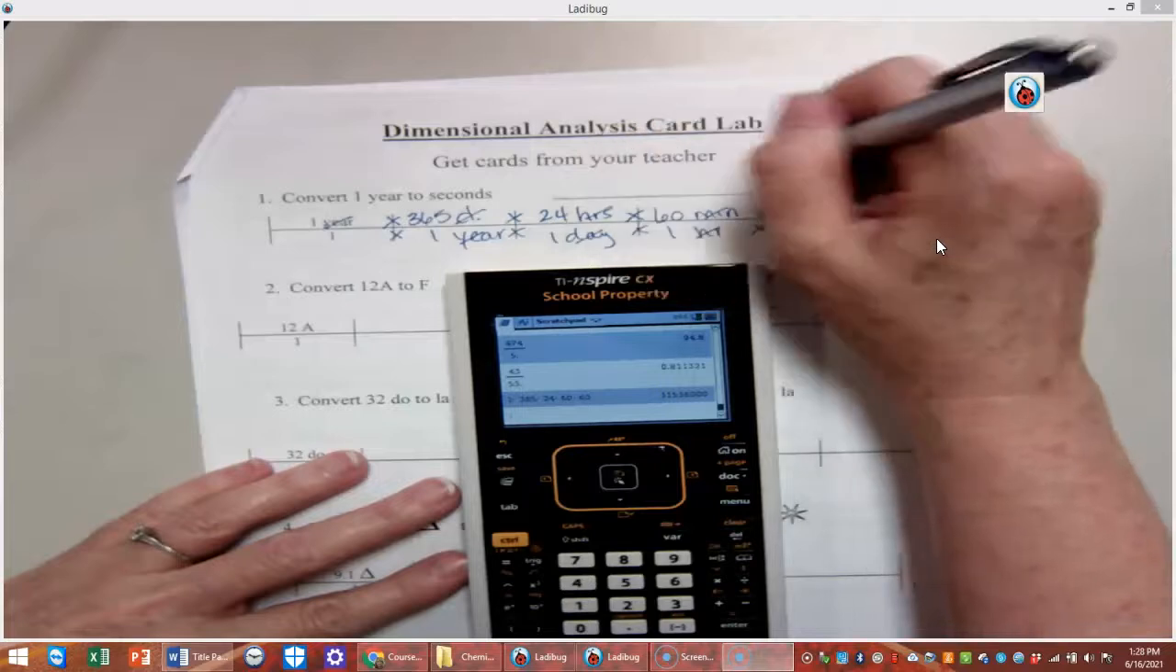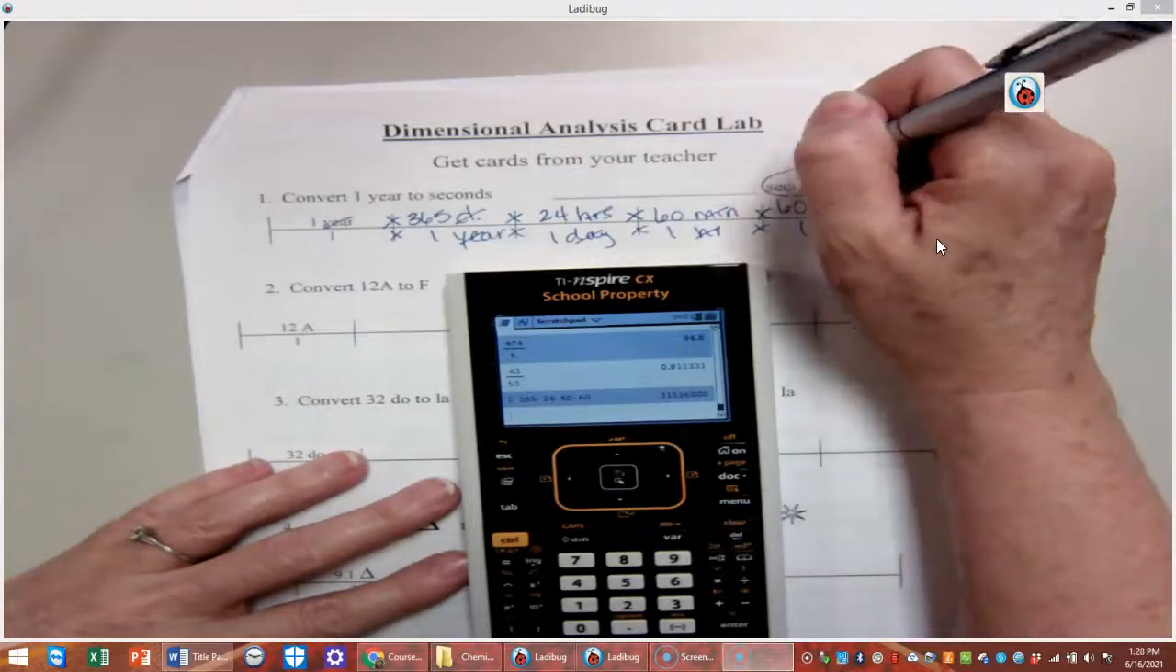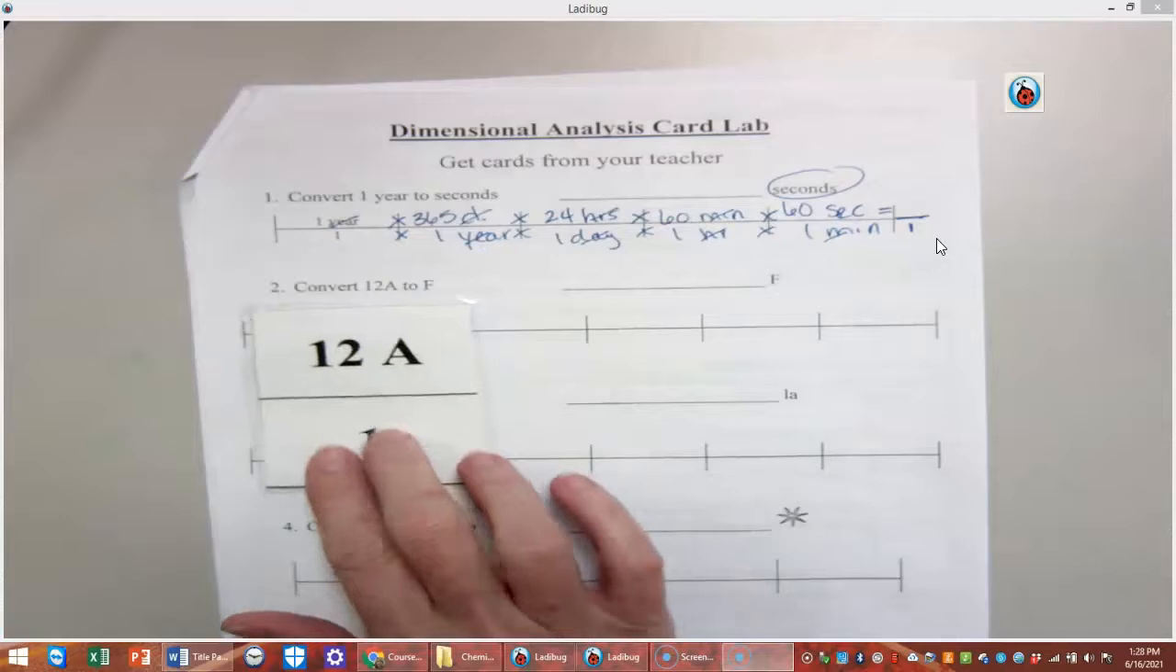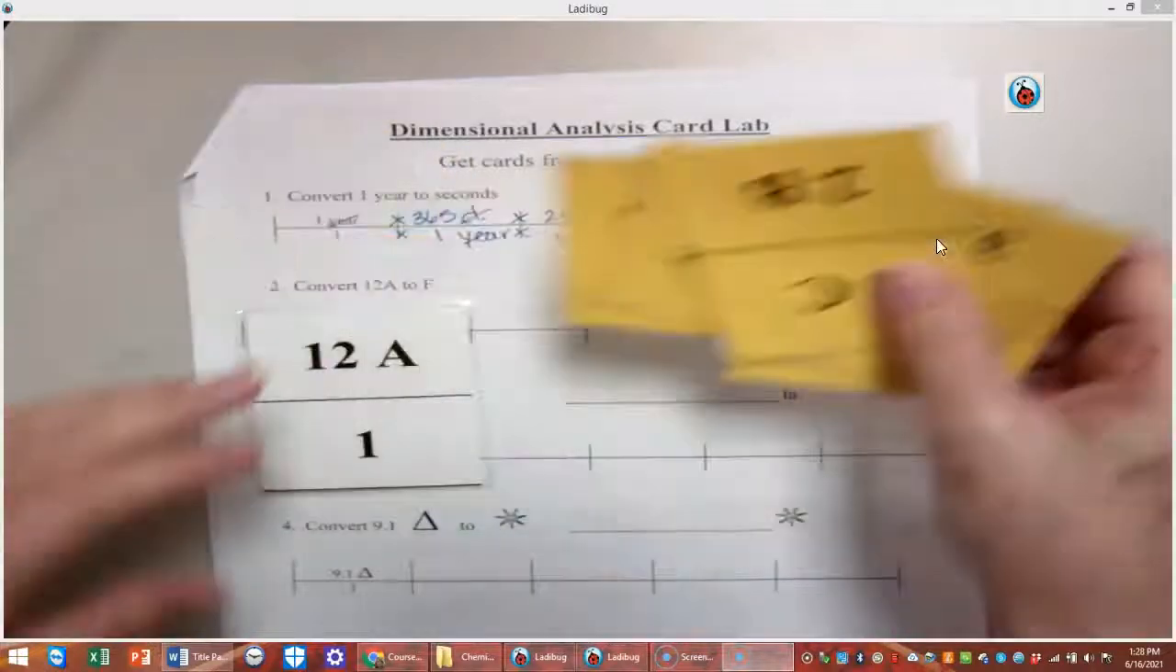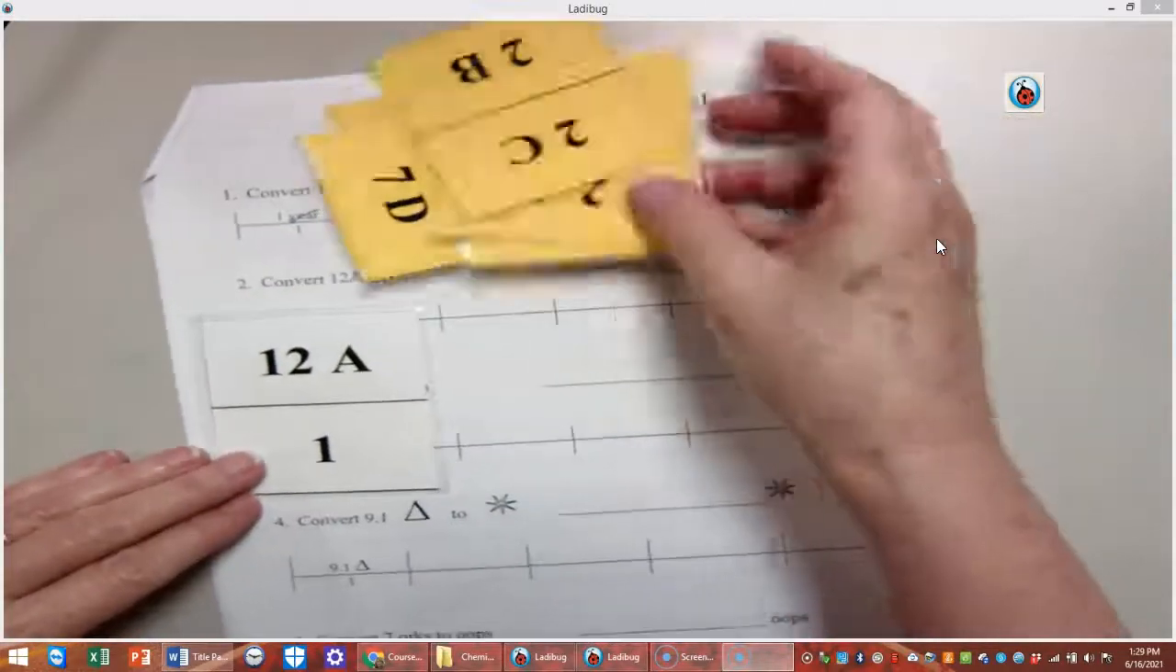Write your answer right here. Then we're going to move on to the next one, because it doesn't matter if you understand the units or not. These are made-up units, because later we're going to use moles and molecules and atoms. So again, they're just made-up units, and we're going to find the white one that has an A on it, because I'm going to convert 12A to F. I'm going to go find all the cards that have all the A's and F's on them, and they happen to be yellow.